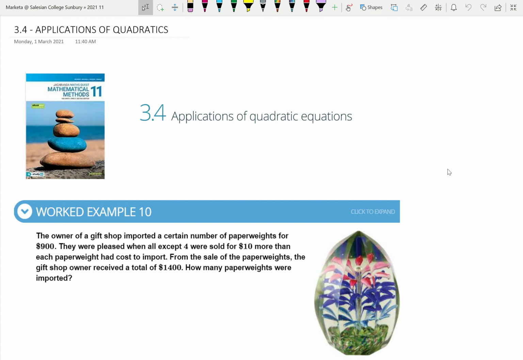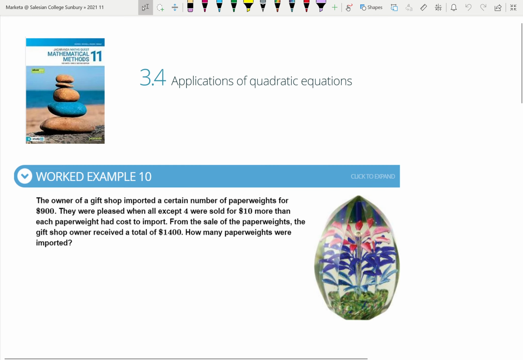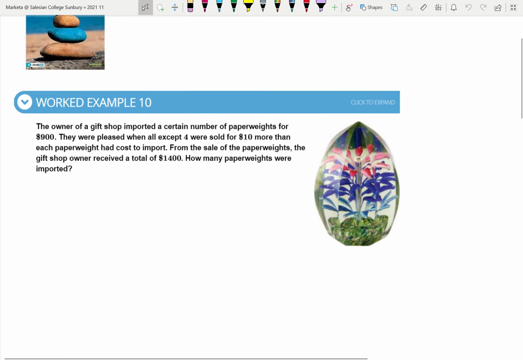Hi guys, today I'm going to be doing the example questions from 3.4 of your Year 11 Jacplus textbook. There's two of them and they're actually pretty hard.